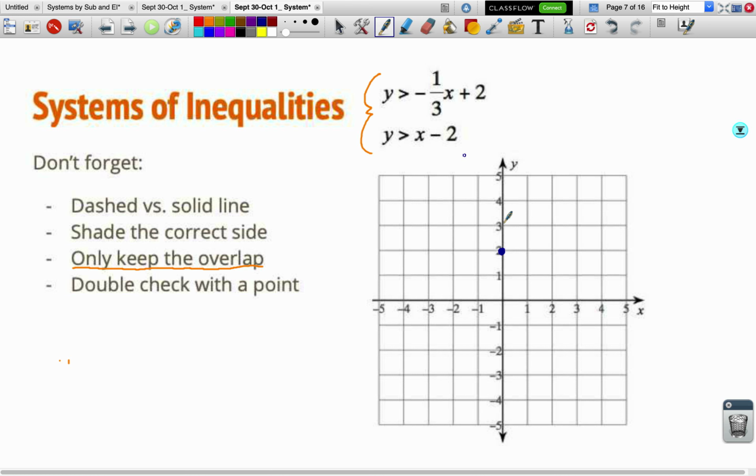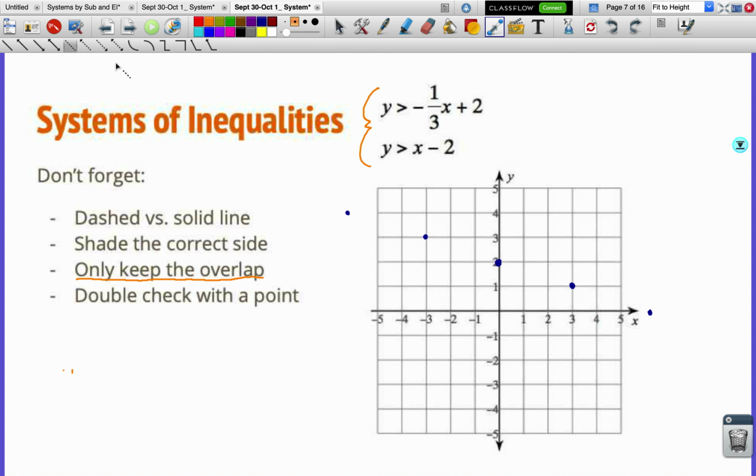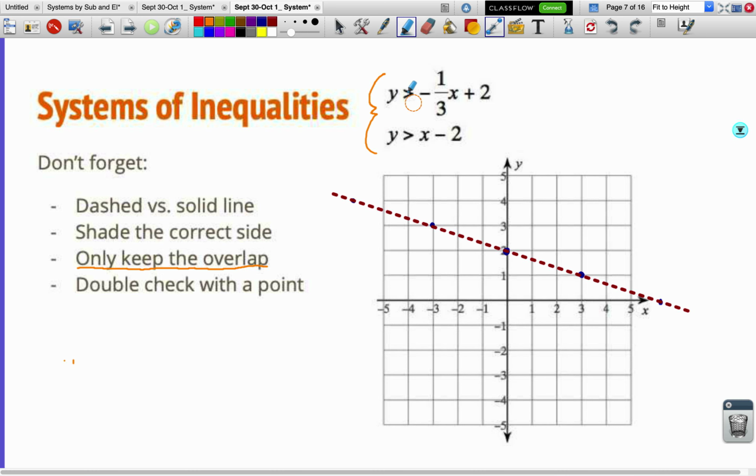The slope is negative 1/3, so that means go down 1, right 3, down 1, right 3, or up 1, left 3, up 1, left 3. So that's our top. Those are the dots for the top inequality. It does not have the or equal to part, so we're going to want to connect this with a dotted line. And then we're going to want to shade above this line. That's what a greater than means.